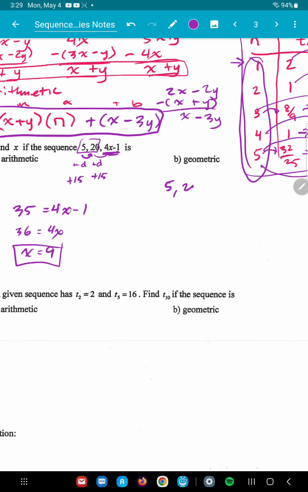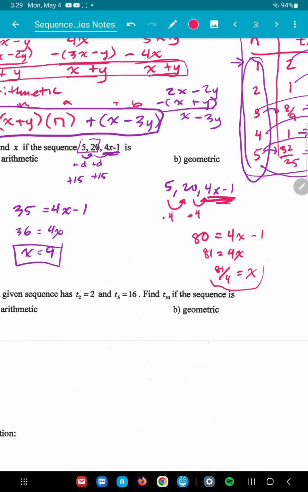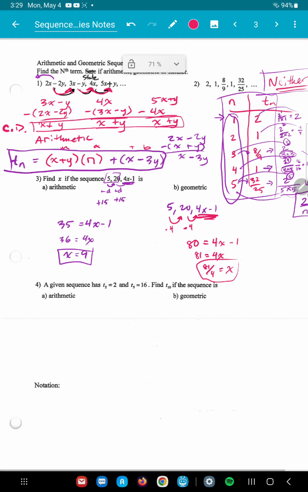Well, again, if we have 5, 20, 4x minus 1, you think about how you go from term to term. But this time, if I'm getting a geometric sequence, I should be multiplying. 5 times something gives me 20. Well, that'd be 4. So if it's geometric, it should always be the same ratio, which means 20 times 4 should give me 80. And I know 80 is equivalent to the value at 4x minus 1. And from here, I can then solve. 81 is equal to 4x, or 81 fourths is the value of x, just like that. Okay, so you can see here that what we can do is just by establishing the sequence, just kind of setting it up.